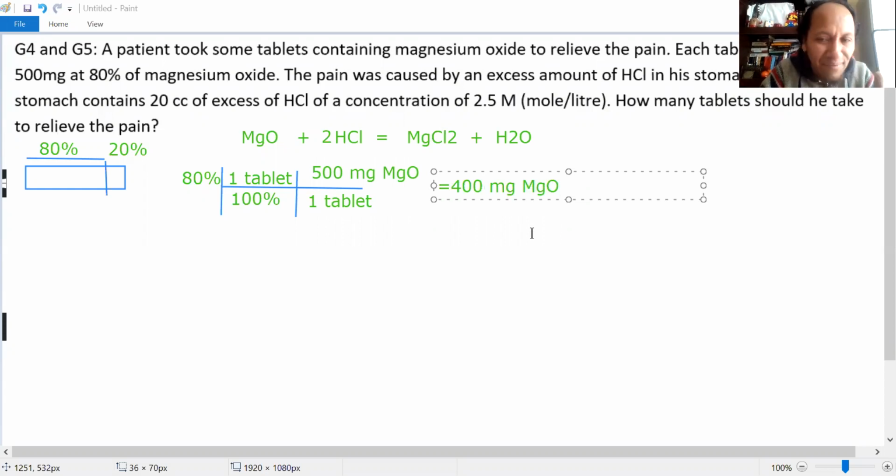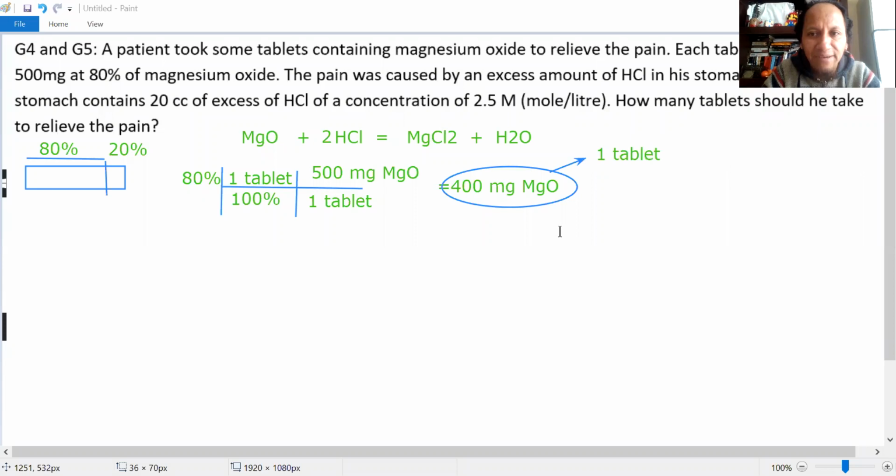So one tablet of whatever this one for this exercise has only this for real magnesium oxide. So that is going to be found in one tablet. I hope you understand that part. So that is going to be found, I'm going to copy here, in one tablet. Okay, the real one, because it says it's at 80%.